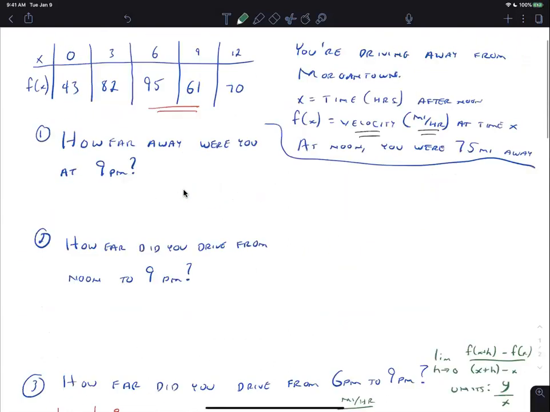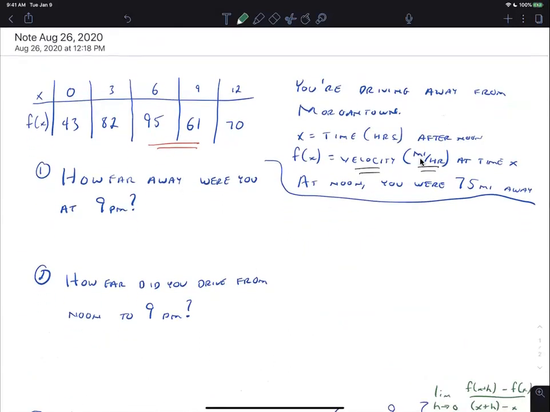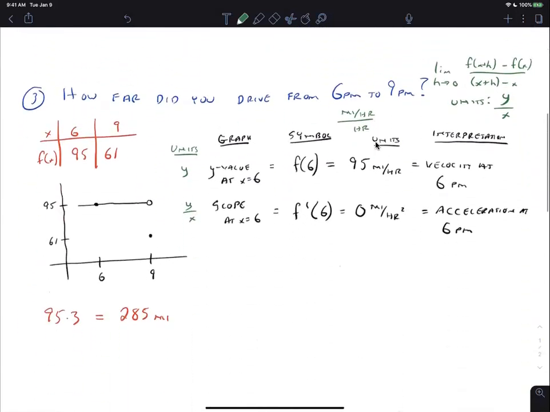So way back up here, when we weren't looking at a graph, rather than knowing that derivative is velocity and acceleration, that ends up being true. But the reason it's true is because of what we're saying now. The units of the derivative are y over x, so miles per hour over hours. Does that make sense to everybody?